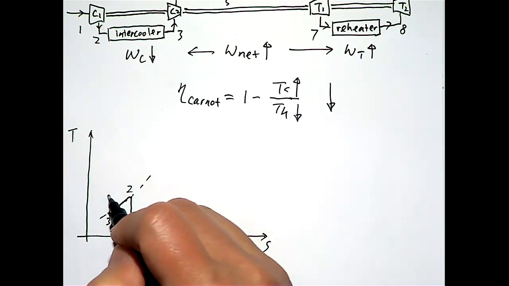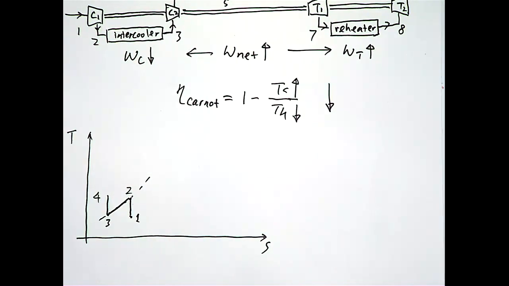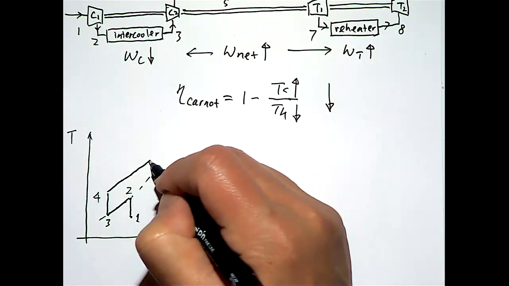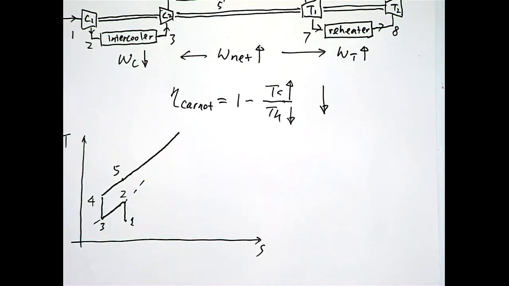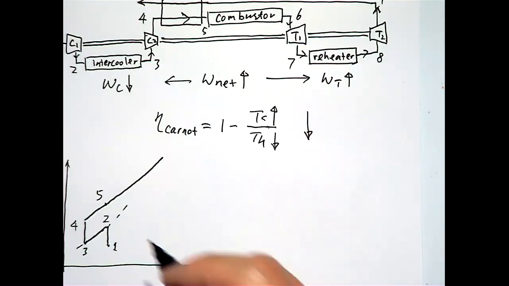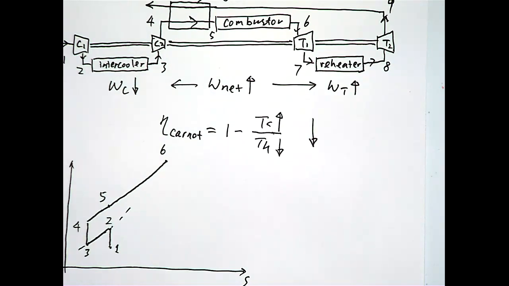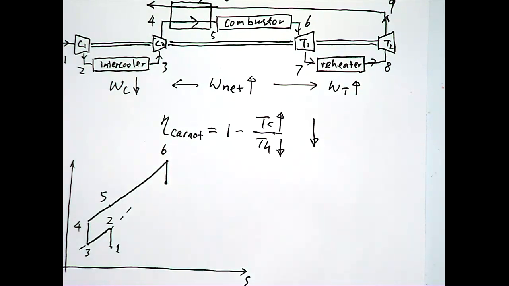Then state 3 goes through another isentropic process to state 4. Then going through the heat exchanger, let's say somewhere there, to pick up some heat from the heat exchanger. So that's state 5 there. Then going through the combustor, so that's state 6. All right, then we go through the turbine to 7, again an isentropic process.